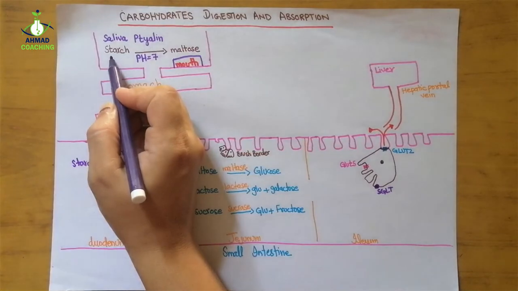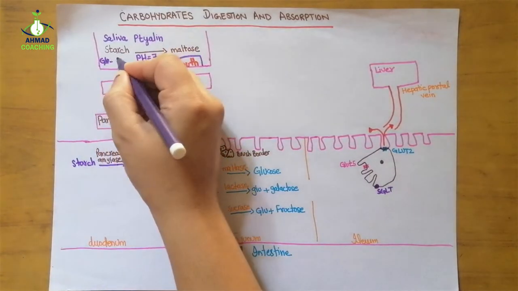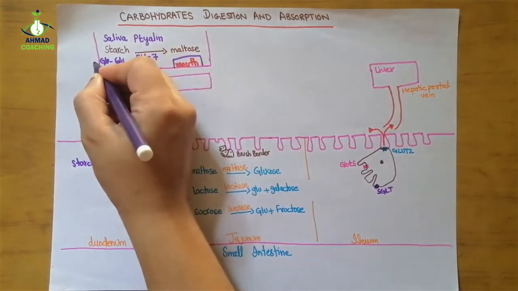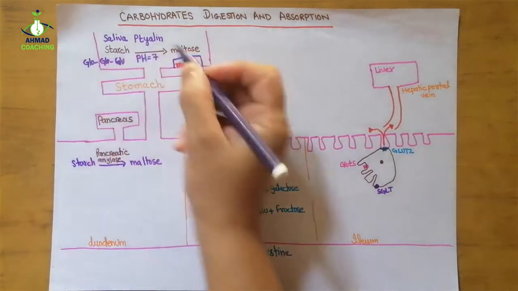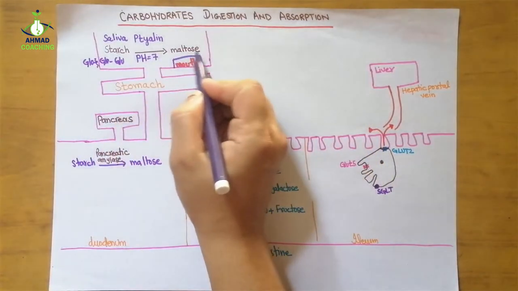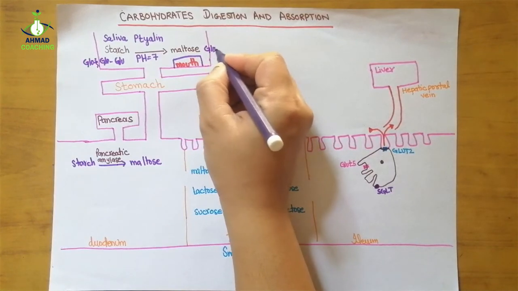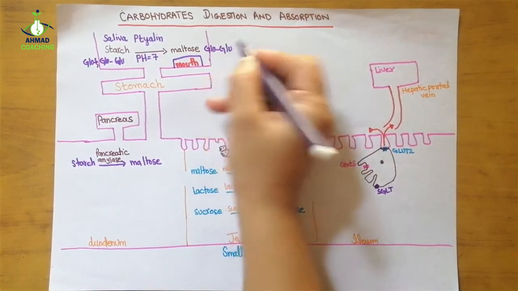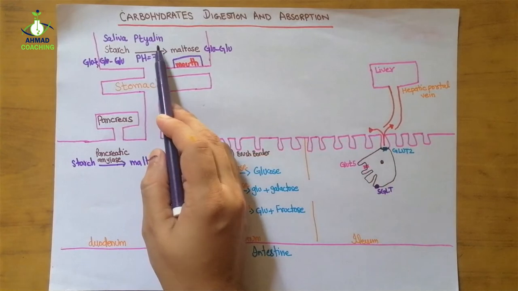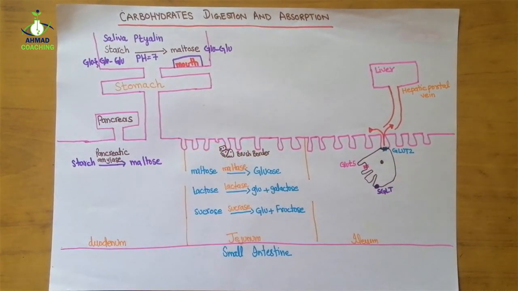We know that starch is actually made up of glucose molecules which are joined together. So this is just going to break down the bond and then we will have the maltose. The maltose is actually made up of two glucose molecules joined together. This enzyme is going to work at pH 7, which is the pH in the mouth.